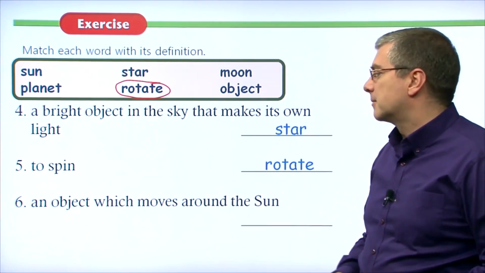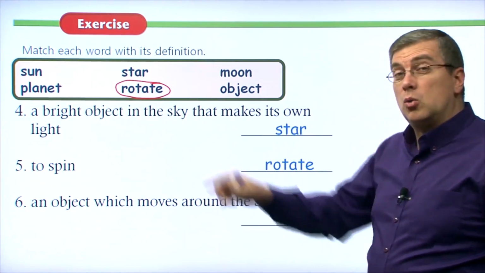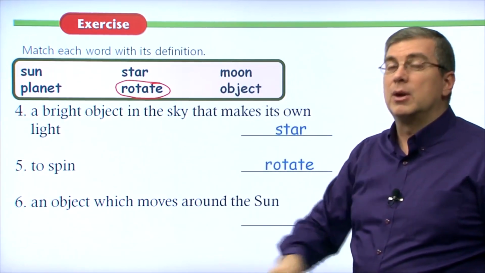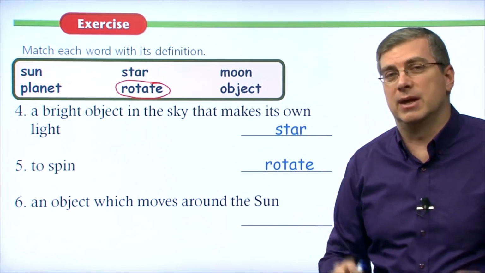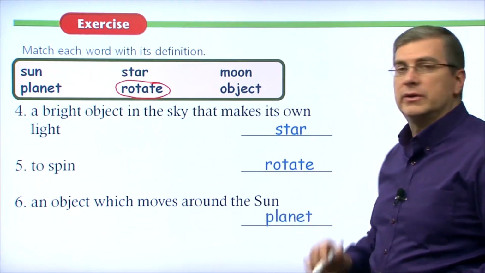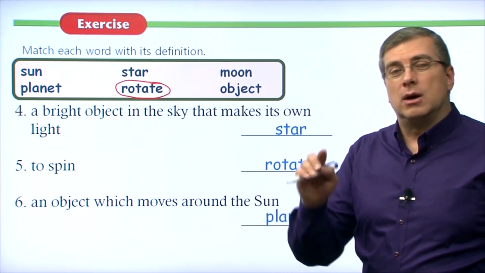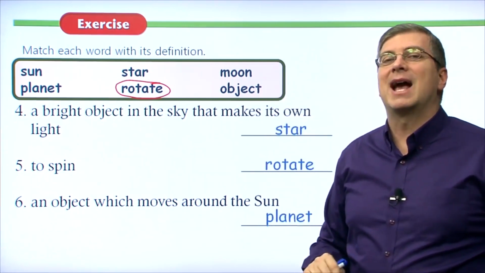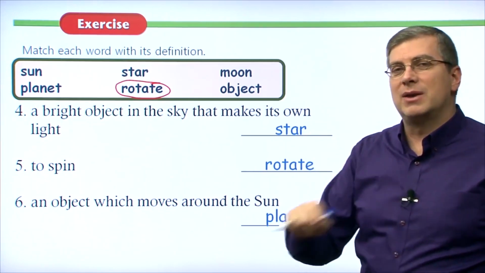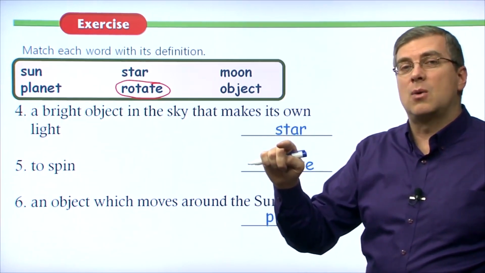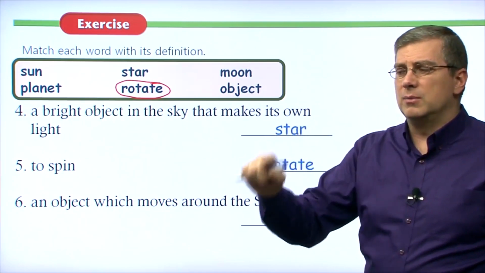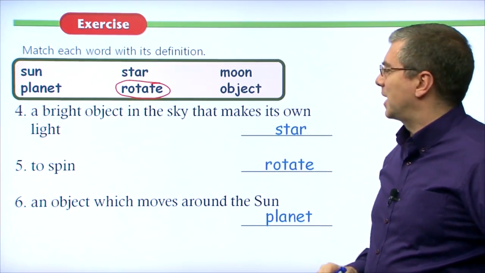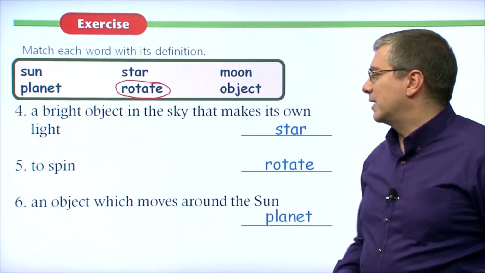Okay, number 6. An object which moves around the sun. An object that moves around the sun. Not the earth, but around the sun. Remember, there are 8 of them. Okay? What are they? They, of course, are planets. So a planet is an object that moves around the sun. Which direction? Do you remember? Counterclockwise. It moves around the sun in a counterclockwise direction. So for you, that would be like this way. Okay? For me, it's this way. So that's a counterclockwise direction.